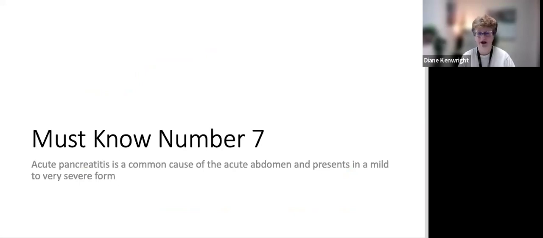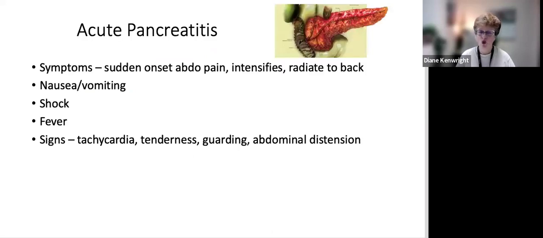All right, must know number 7, acute pancreatitis is a common cause of acute abdomen and presents in a mild form or up to a very severe and life-threatening form. Let's think about acute pancreatitis. What are the symptoms? Sudden onset of abdominal pain, which intensifies and radiates to the back, associated with nausea, vomiting, shock, fever. It sounds a bit like acute cholecystitis, actually, doesn't it? But it's often actually quite severe.